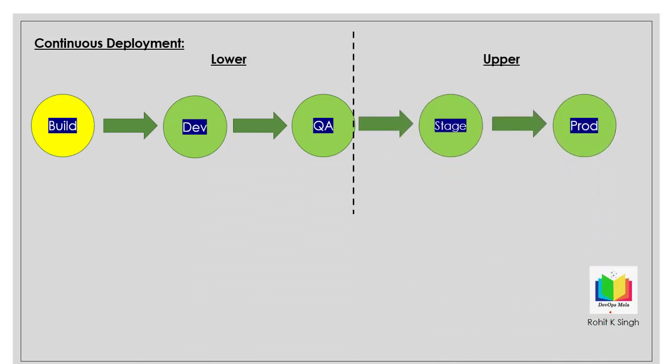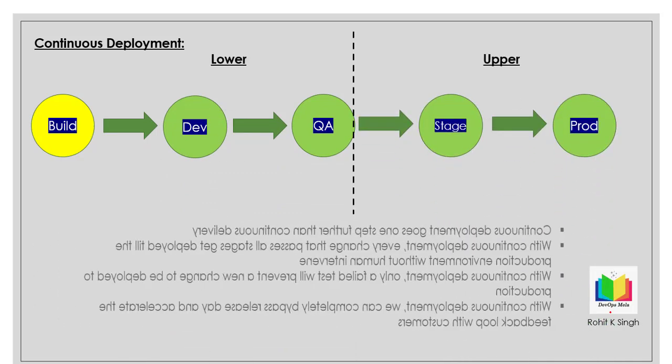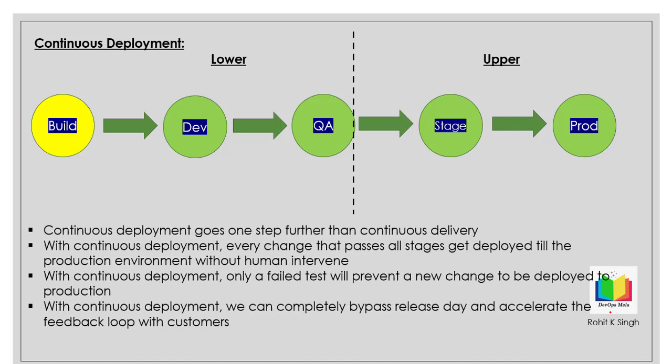The package will be deployed in all your servers till production. No approval, nothing, there's no stopping. Okay, so continuous deployment goes one step further than continuous delivery. With continuous deployment, every change that passes all stages gets deployed till the production environment without human intervention. There is no human intervention, guys. Very important point, no human intervention.